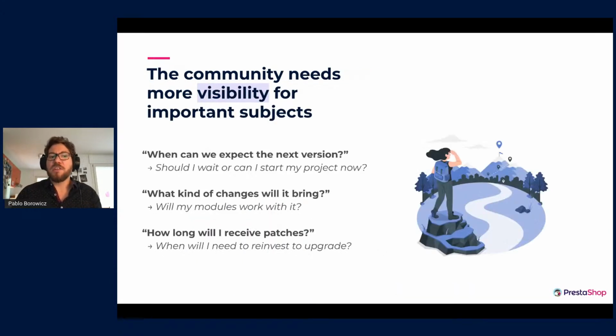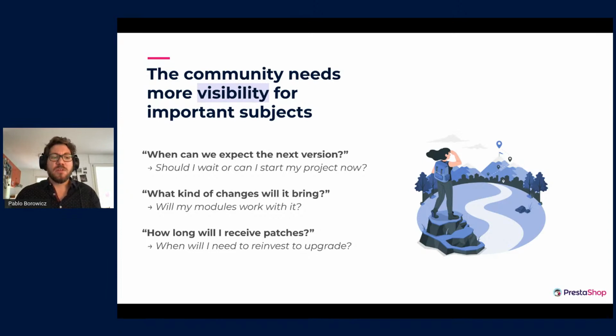The second thing is that the community needs more visibility for important subjects, many subjects that are important to them. The ecosystem is not just developers, of course, it's merchants and people who have to put money into the project that they do with PrestaShop. For example, people need to know when they can expect a new version to be released, so that they can know if they should wait for a new release to be out, or if they can start their project right now. They need to know what kind of changes a new version will bring.